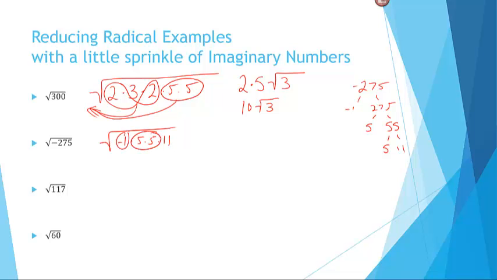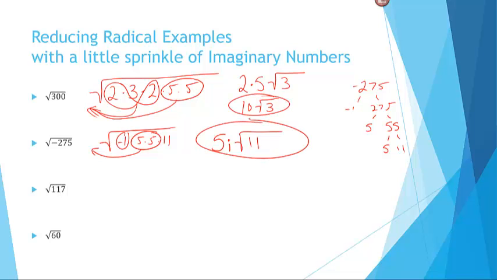We're going to take out our pair of 5s and put it on the outside. So 5 on the outside, and the square root of -1 is just i, so it's going to be 5i, and then what's left? 11. So the square root of -275 reduced is just 5i square root of 11.